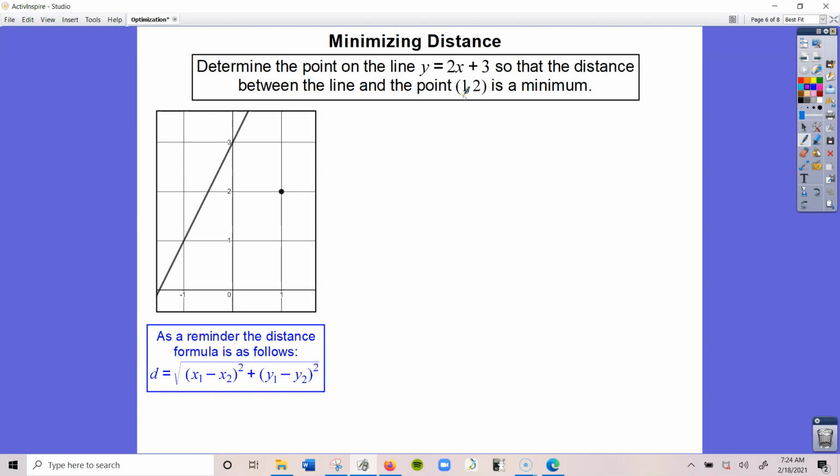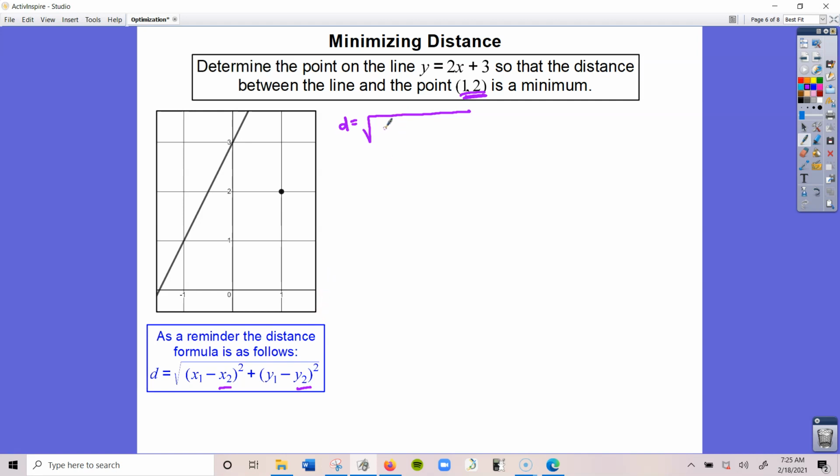So we have one point, and you can assign this to be either x1, y1 or x2, y2, that doesn't matter. And then the other point is the point on the line that would give us a minimum distance. So that's what we're trying to solve for. We're trying to solve for the point on this line, so the other coordinate, that would give me a minimum distance. So what we can do here is I'm going to plug this point into my distance formula. Now I am choosing to assign 1, 2 as x2 and y2, just because I like x minus 1 versus 1 minus x.